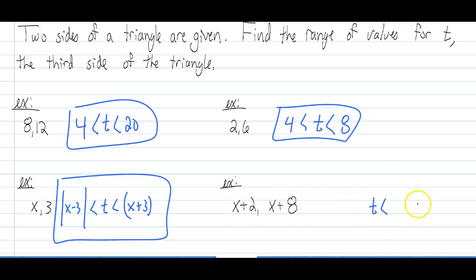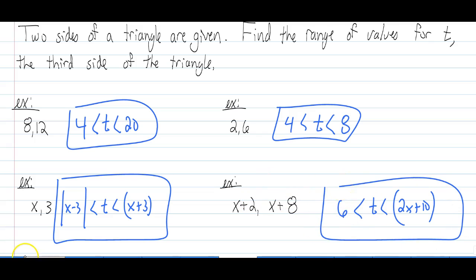So for the next one, we're going to add those values together again. We get 2x plus 10. And then for the lower one, because x is the same, and because these have the same coefficient on them, x plus 8 has to be bigger than x plus 2. So we're going to subtract the bigger one minus the smaller one. That gives us a lower bound of 6.